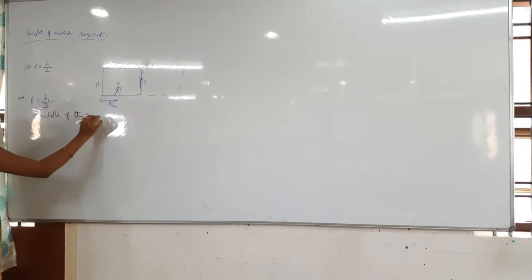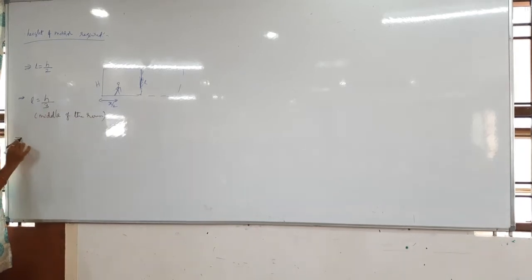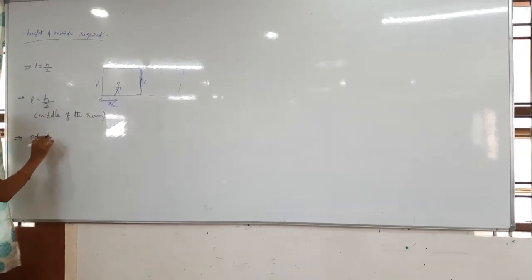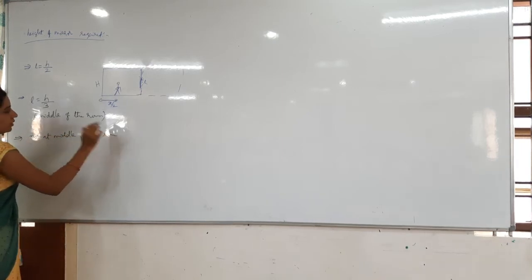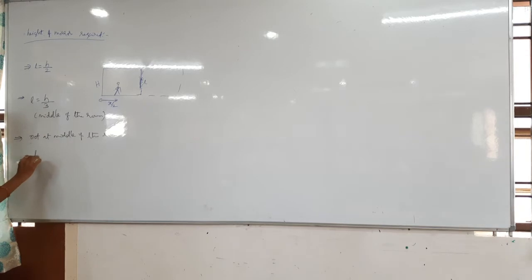If not at the middle of the room, then what happens? Let's see. If not at the middle of the room, then your formula should be L equals x into h by (L plus x). What are x and h and all, we'll discuss.